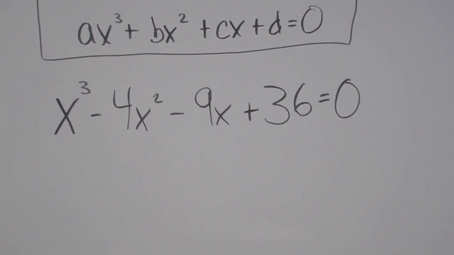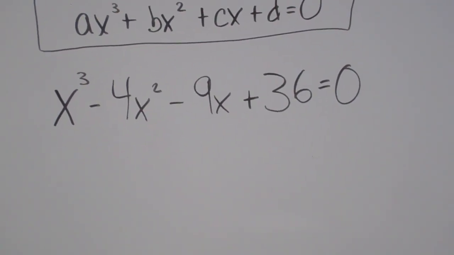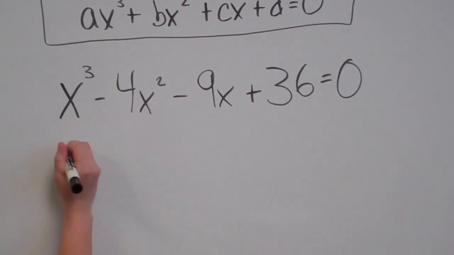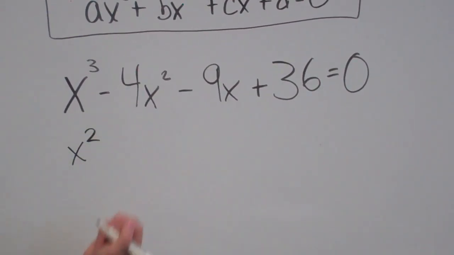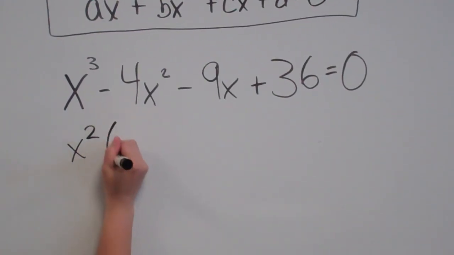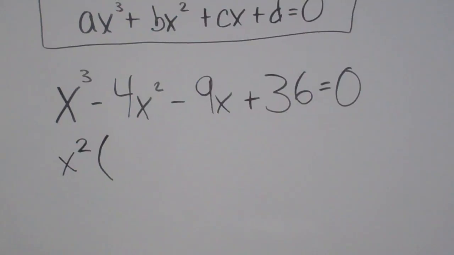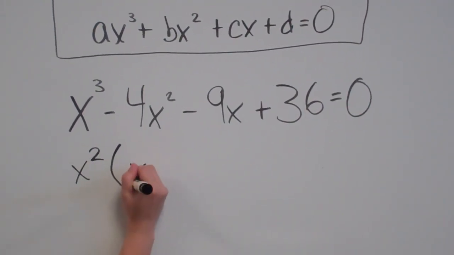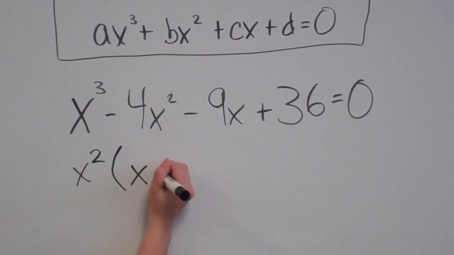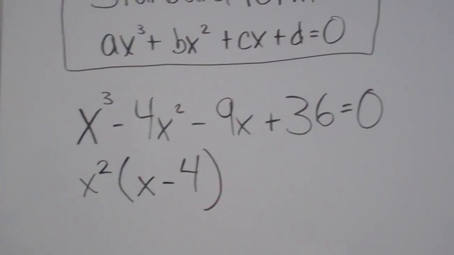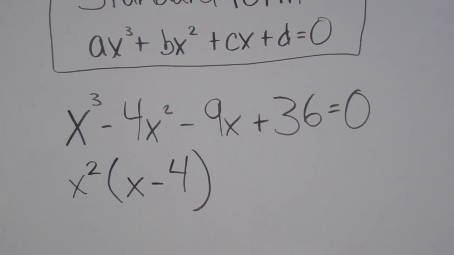So from x cubed minus 4x squared, we can factor out an x squared. So we're going to write that. And then in parentheses, we'll put what we have left. So if we take x squared from x cubed, we're left with x minus 4, because if you take x squared from negative 4x squared, then you just get negative 4.